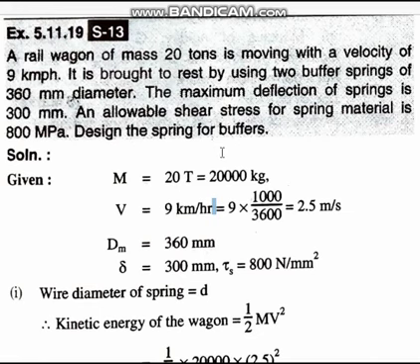Now what is given is M is 20 tons. 20 tons means what? 1 ton is 1000 kg. So 20,000 kg. Velocity is 9 kmph. If you want to convert it into meters per second, kilo is 1000, and in 1 hour 3600 seconds are there. So you will get 2.5 meters per second. Then Dm is given, delta is given, tau is given. Okay. Now for the wire diameter.